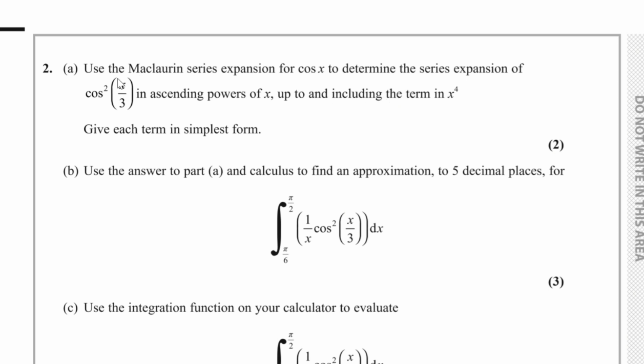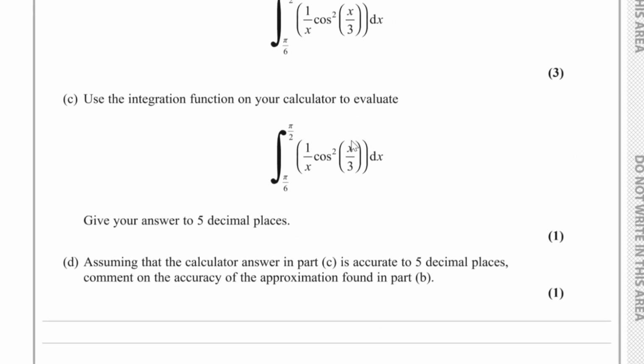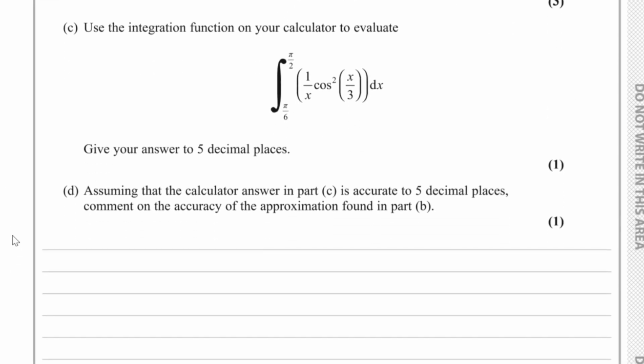Question number 2. For part A, we have to use the Maclaurin series expansion for cos x to determine the series expansion of cos squared of x over 3 in ascending powers of x up to and including the term in x to the 4. We have to give each term in simplest form. So we would begin part A with cos squared of x upon 3.